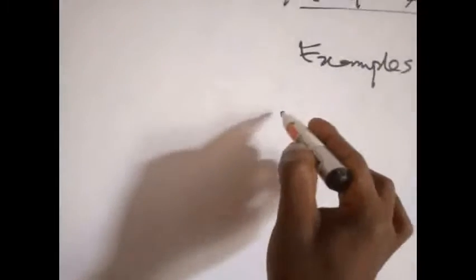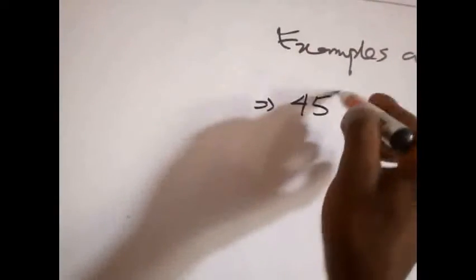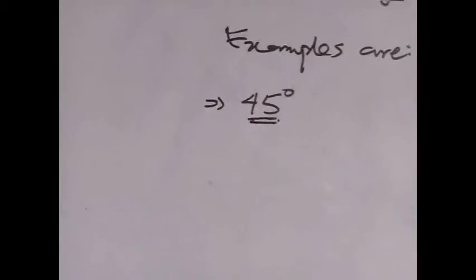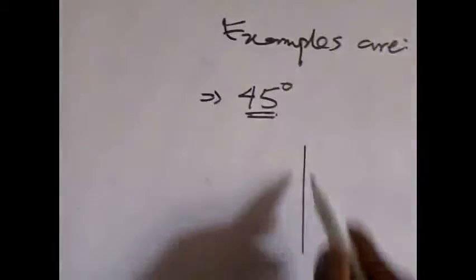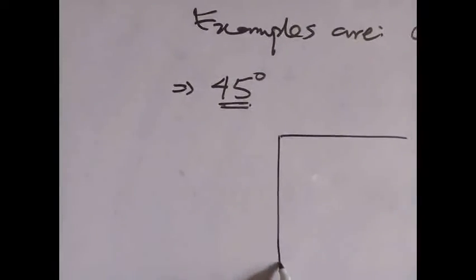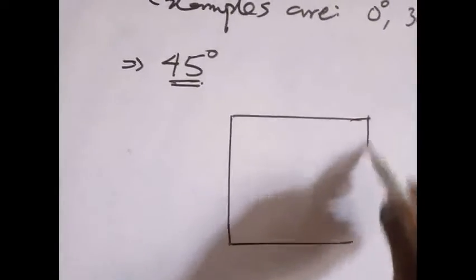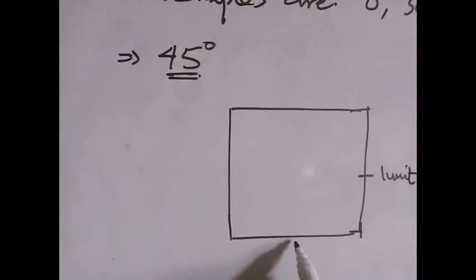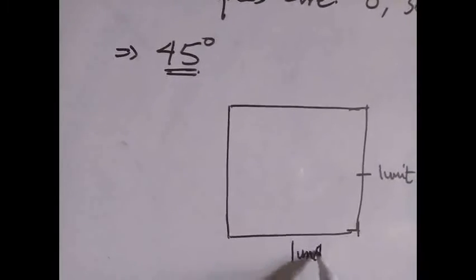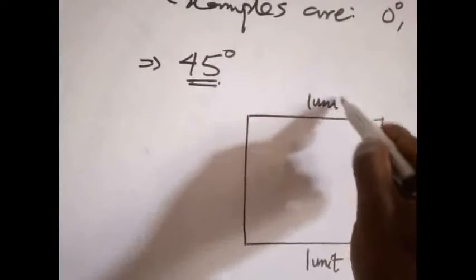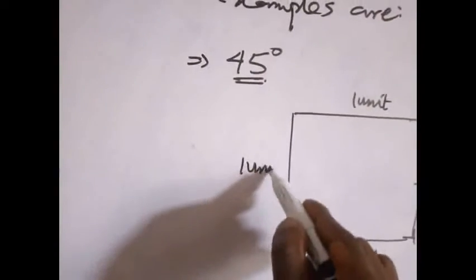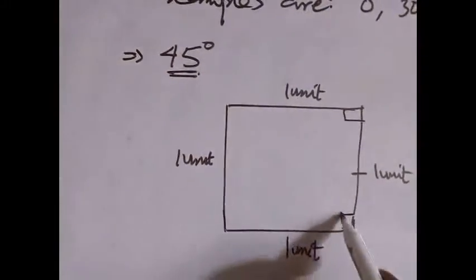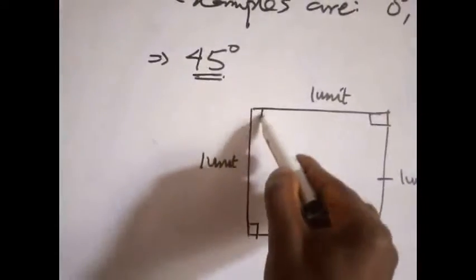Let's start with 45 degree. To simplify 45 degree, we are going to consider a square of a unit side each. This is 1 unit. This side, 1 unit. 1 unit. You know that each of the angles is a right angle, 90 degree.